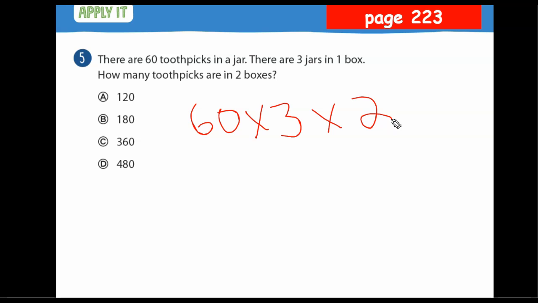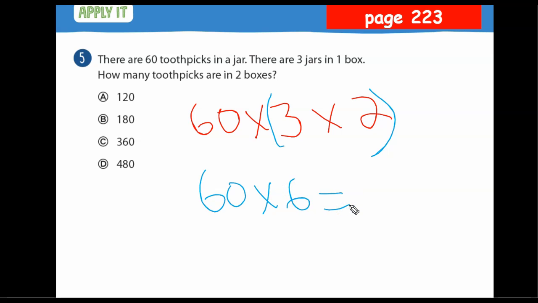How many toothpicks do we want to find out in how many? In 2 boxes, right? So this would be something like this first. Okay, I'm going to use a strategy called grouping. So where am I going to put the parentheses around? 3 times 2, because I know what that is. What's 3 times 2? 6. So now I have 60 times 6.